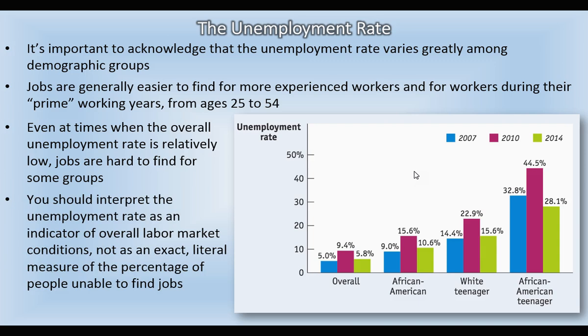So you should interpret the unemployment rate as an indicator of the overall labor market conditions, not as an exact literal measure of the percentage of people unable to find jobs. So again, these measures are meant as signals. They're meant to sort of give us an indication of what's happening, but we cannot use them to say, flat out, this is what is happening. We have to be more specific if we want to provide detailed analysis of what's actually happening on the ground to people in various communities.